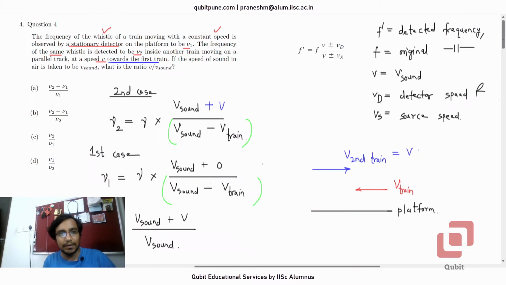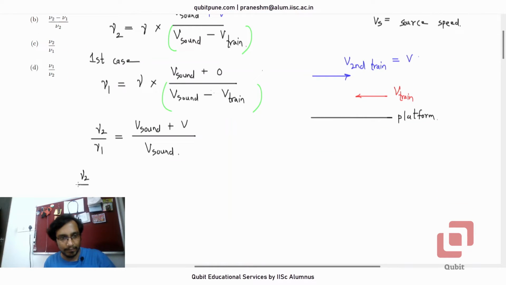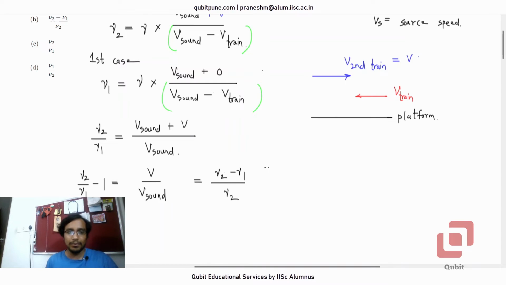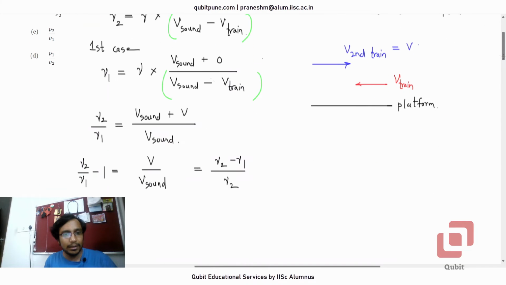What ratio do we want? We want v by v sound, so let us subtract one. If you subtract one, v sound will get cancelled, so it will just be v by v sound, and that will be nu2 minus nu1 upon nu1. Yeah, okay, this one.